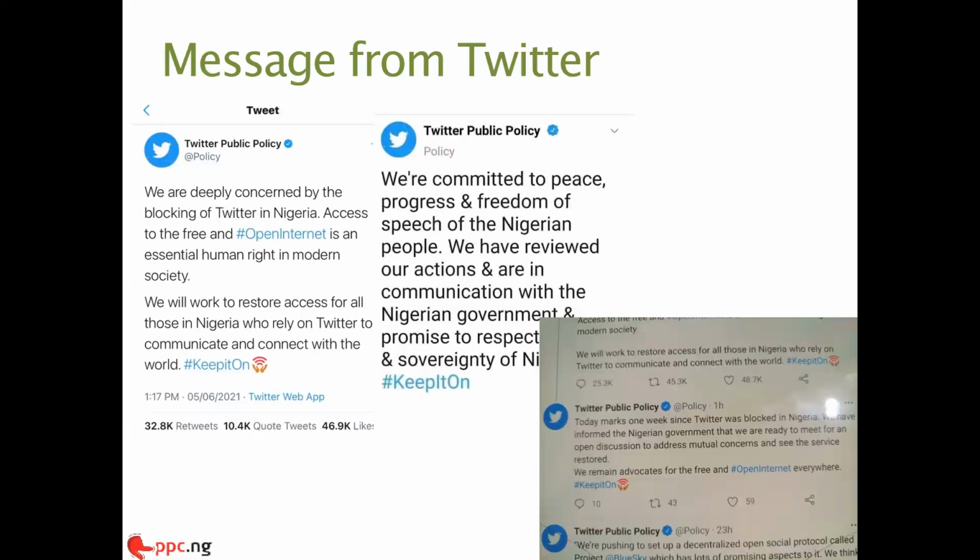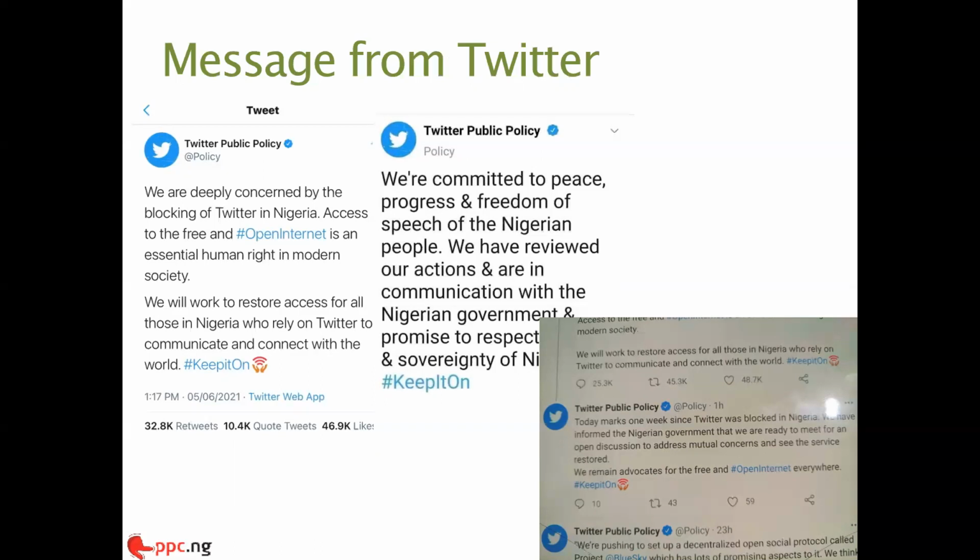So, a message from Twitter. There was a message from Twitter policy: we are deeply concerned by the blocking of Twitter in Nigeria. Then a few days after, they also said that we are committed to peace, progress, and freedom of speech of the Nigerian people, and we have reviewed our action and are in communication with the Nigerian government and promise to respect the sovereignty of Nigeria. Keep it on.